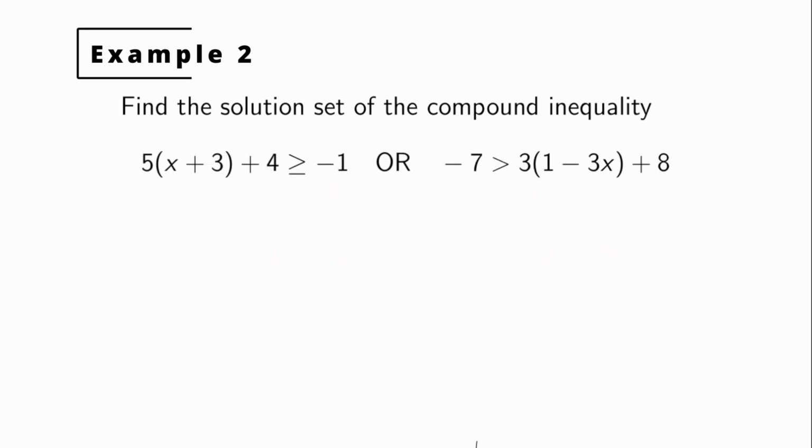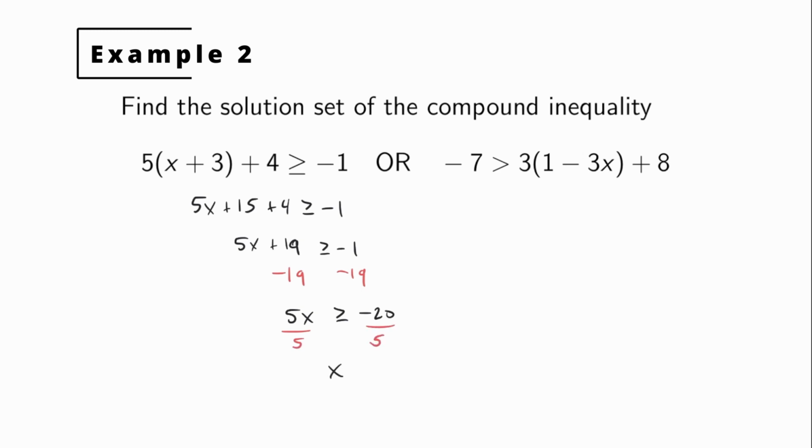Example 2. All right, we first start by solving this inequality. We have to simplify both sides, so we distribute the 5. We get 5x plus 15 plus 4 is greater than or equal to negative 1. So that becomes 5x plus 19 is greater than or equal to negative 1. We subtract 19 from both sides. We get 5x is greater than or equal to negative 20. And we divide both sides by 5, arriving at x is greater than or equal to negative 4.